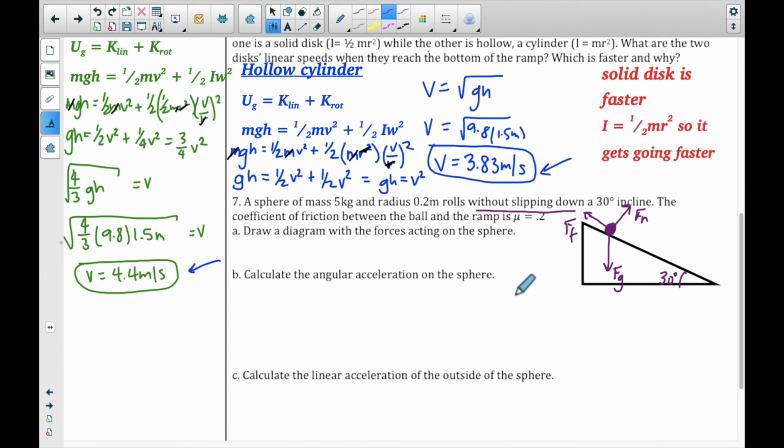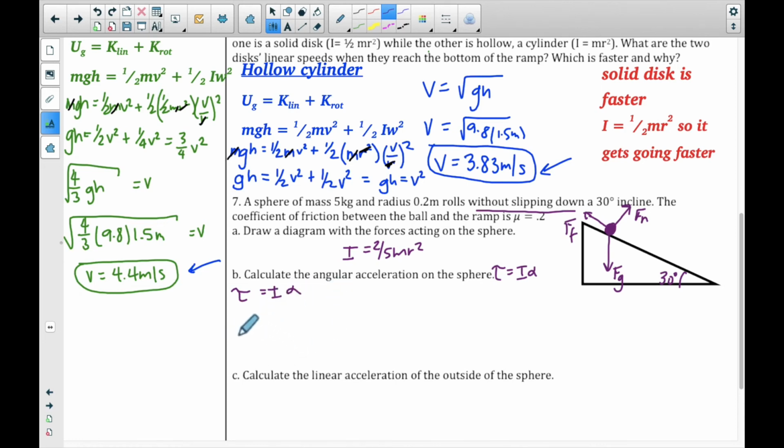Okay, remember that torque is equal to moment of inertia times angular acceleration. In this case, because it's a sphere, we're going to use 2/5 mr squared. That would be given to you. And we are looking for the angular acceleration, so I'm just going to start with that formula. So we have torque is equal to moment of inertia times angular acceleration.